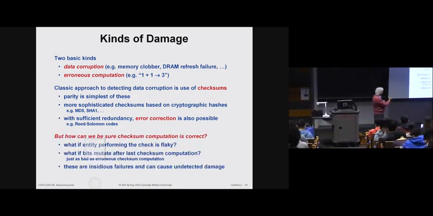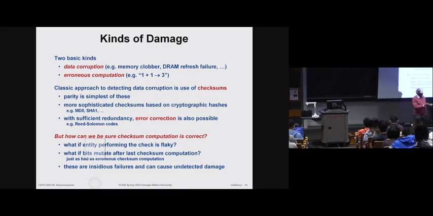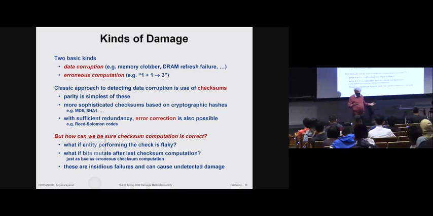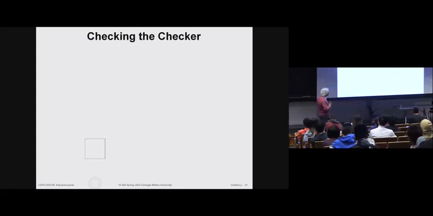How about the second kind of computation? What do I do? Right? Very, very difficult. How do I even know the code that is performing the check isn't flaky? If it can get 1 plus 1 wrong, it could get equality comparison wrong. It could get anything wrong, right?